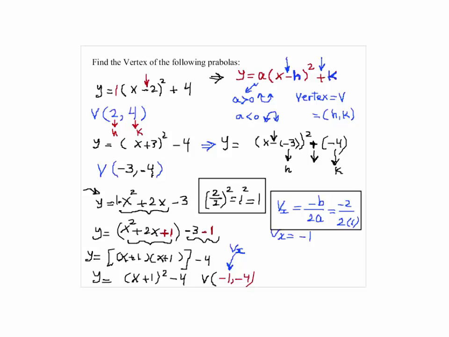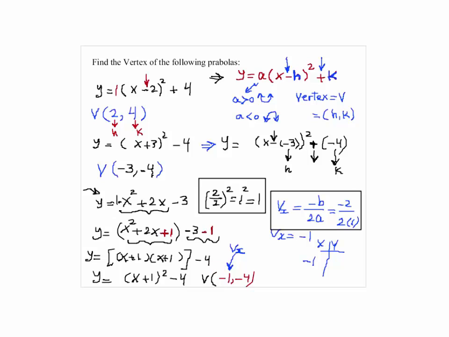Now once I know v of x, then I can make a chart out of this. If x is equal to -1, what is y? Well, you substitute that into this equation here. If x is equal to -1, you substitute -1 for each x. You get -1 squared, which is 1. Plus 2 times -1 would be -2. So 1 minus 2 would be -1. So -1 minus 3 would be -4.